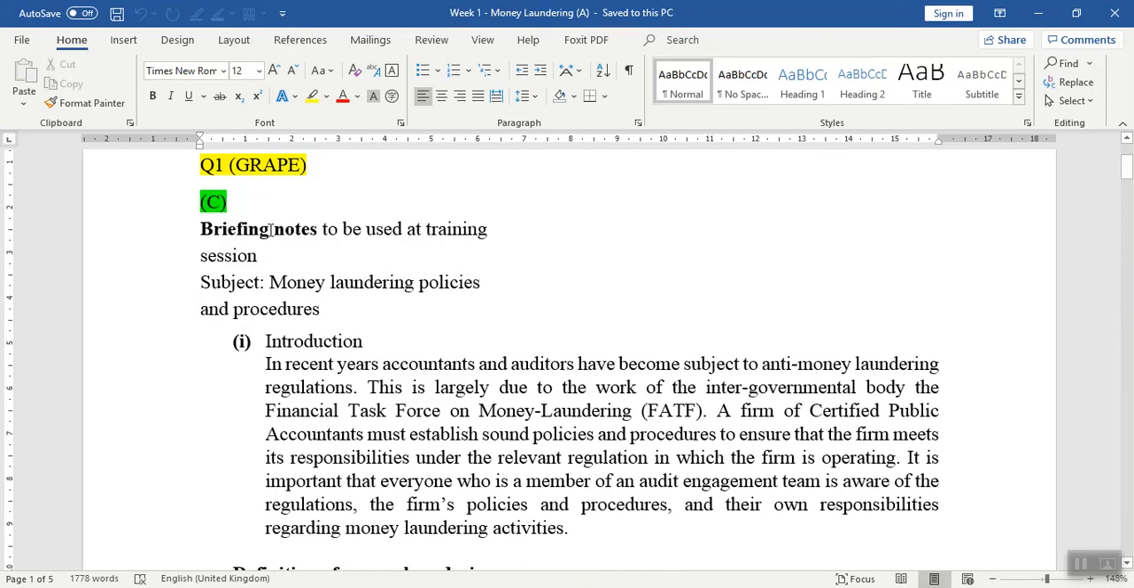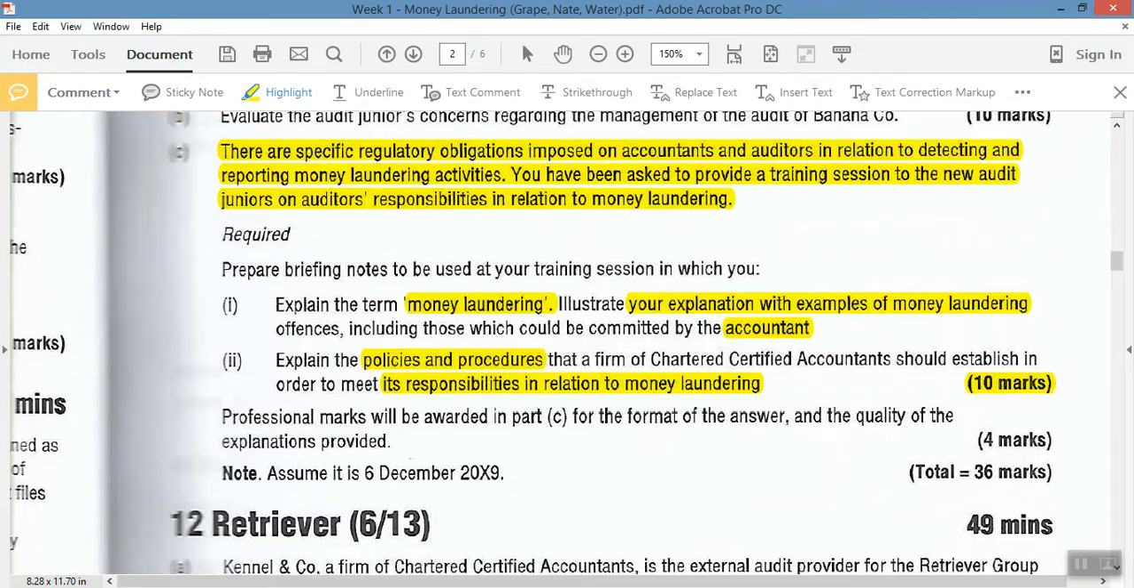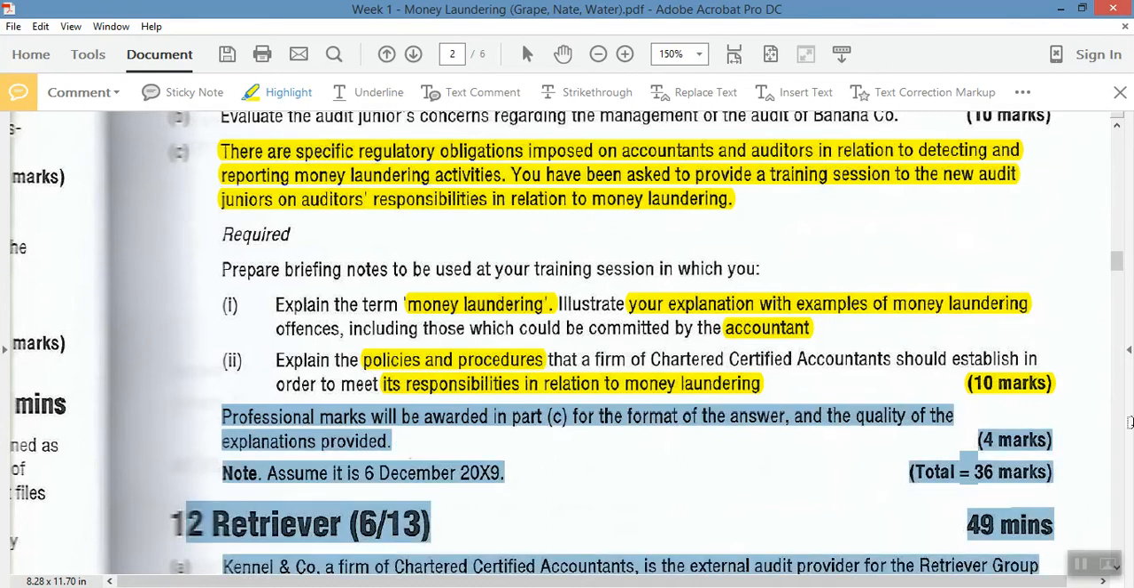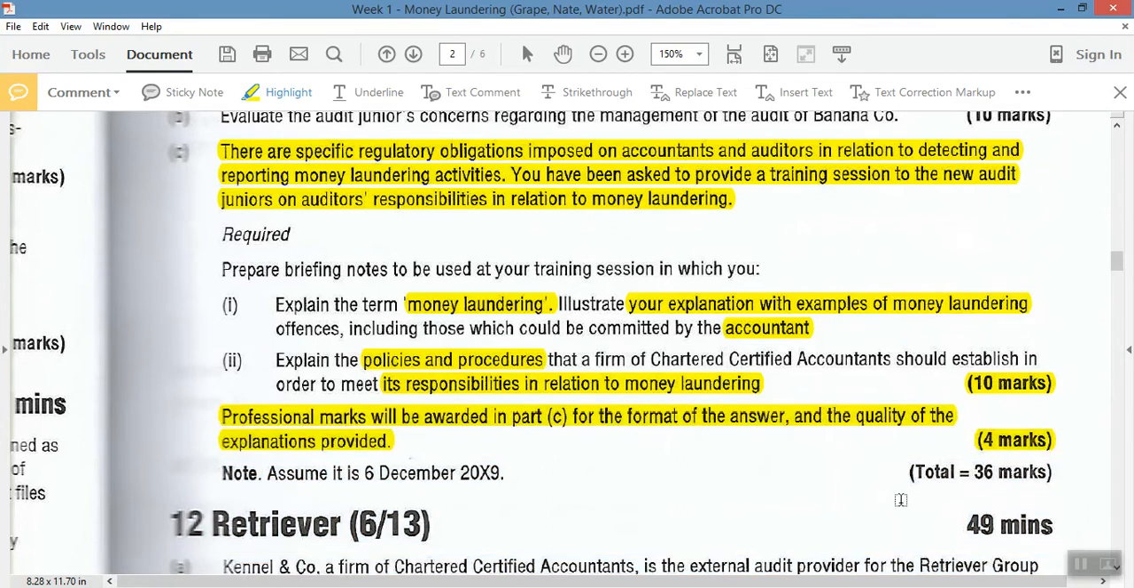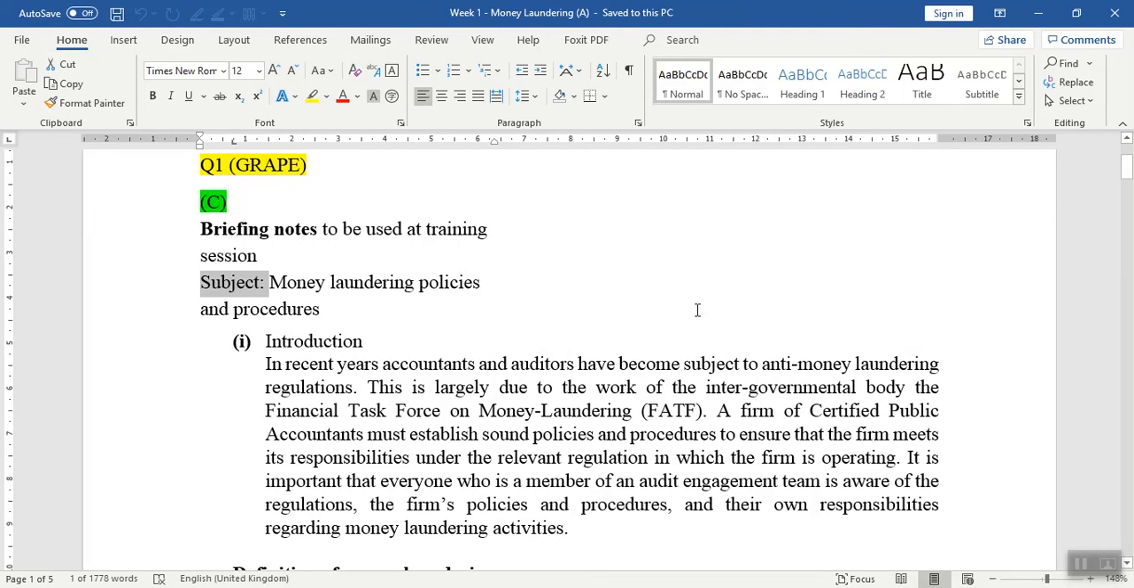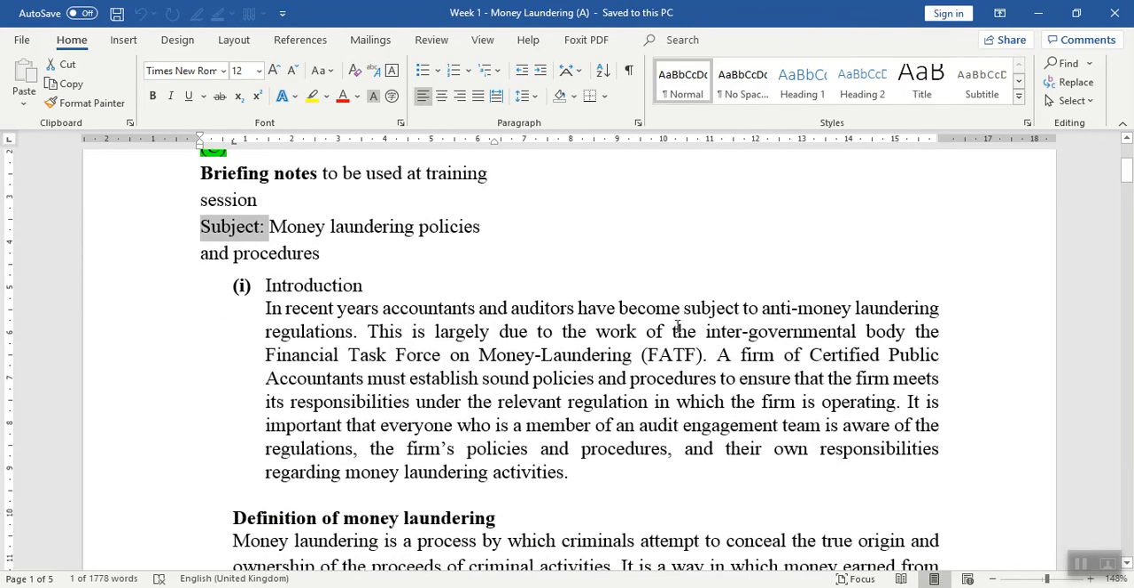So 10 marks. Let's see how the answer looks. Briefing note: if they ask you to prepare a briefing note, then you just prepare a briefing note with the title. You have the subject, money laundering policy and procedure. If they give you professional marks in the exam, can you see professional marks? They expect you to come up with a certain format: introduction, conclusion, and also the title. I'll give you the full answer, no worry. Introduction means you can put any relevant introduction related to the anti-money laundering program. So this one is not the issue.